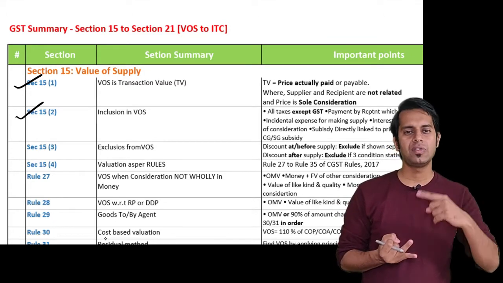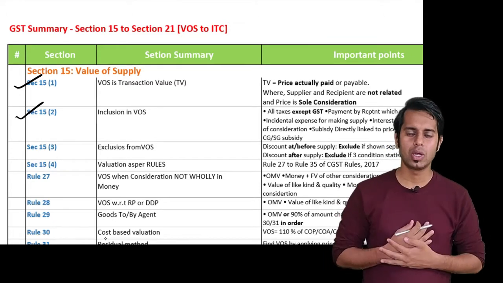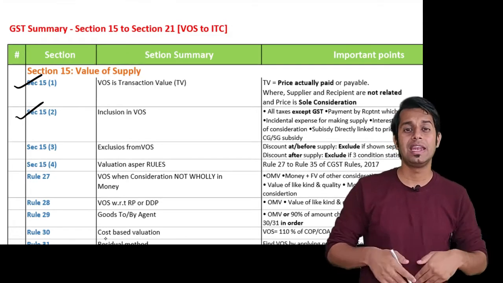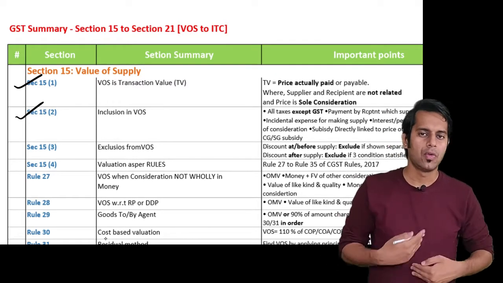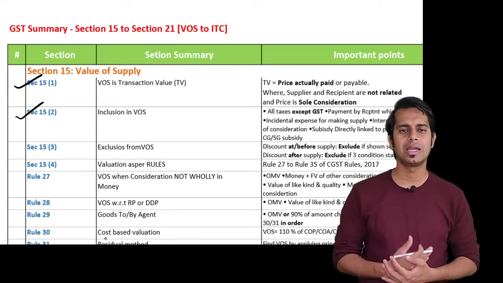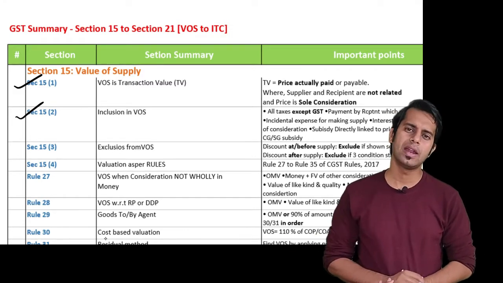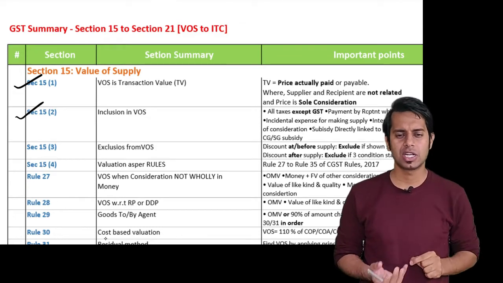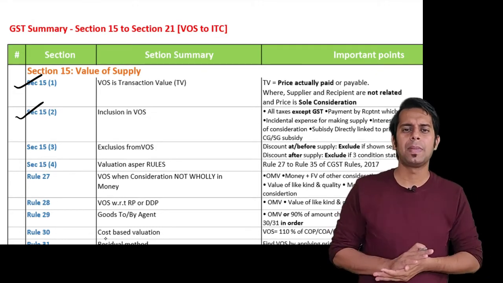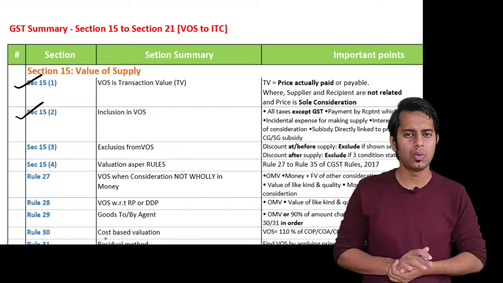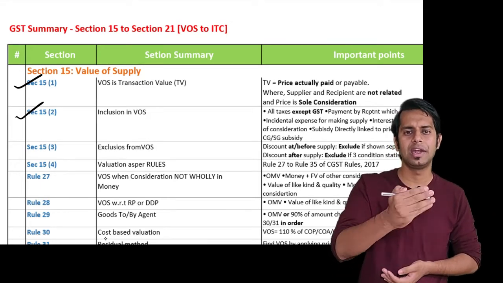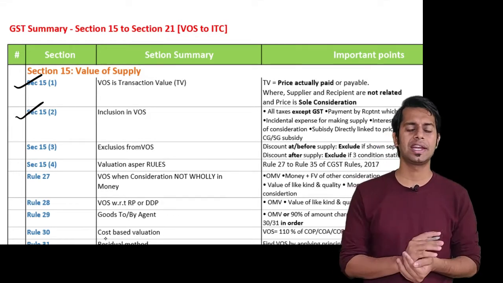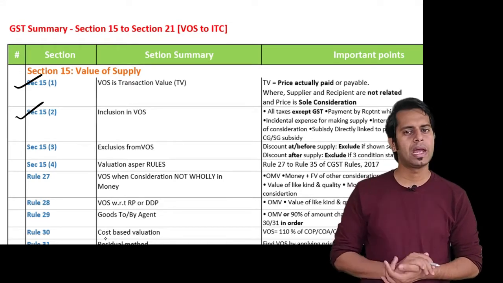Then any payment which is made by the recipient which the supplier had to incur should also be added in value of supply. Then any incidental expenses for making the supply of these goods and services, that also should be added in value of supply. Then interest, penalty, late fee for delayed payment of consideration. If you supply the goods and there is a payment condition that the payment is required to be paid within 1 month, and the payment is not received, if you take any interest, any penalty, any late fee, then the late fee and the penalty which you are collecting for delayed payment of consideration also should be added in value of supply.